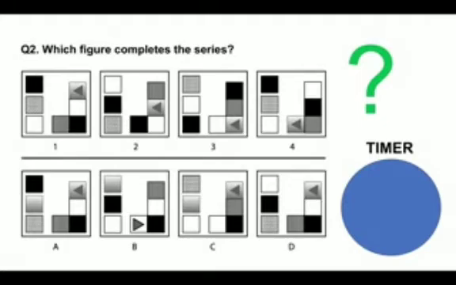Don't forget to look for different sequences in the moving around, and straight away I'll give you a little clue. You can see the black square dropping down, but then going across to the right. So off you go. You've got 20 seconds to answer this question.